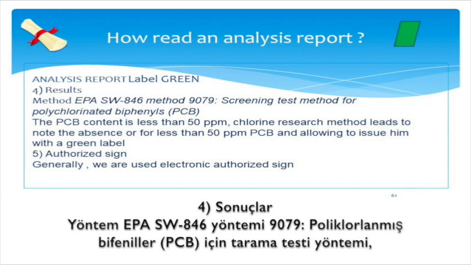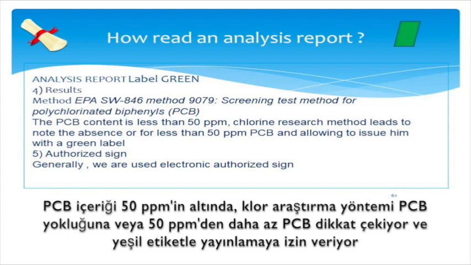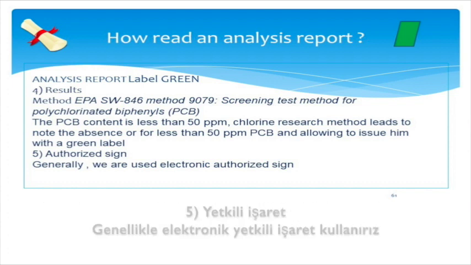The result: the method is EPA SW 846, method 9079, a screening test method for polychlorinated biphenyl, PCB. The PCB content is less than 50 ppm. The chlorine research method leads to noting the absence of PCB or less than 50 ppm, allowing the sample a green label. Authorized sign, generally we are using an electronic authorized sign.